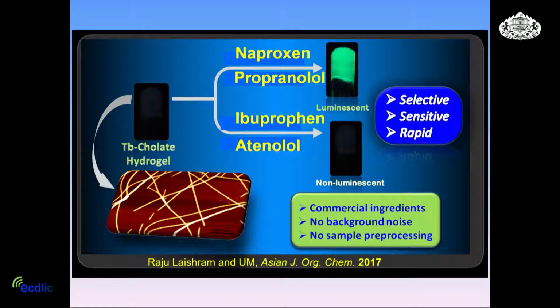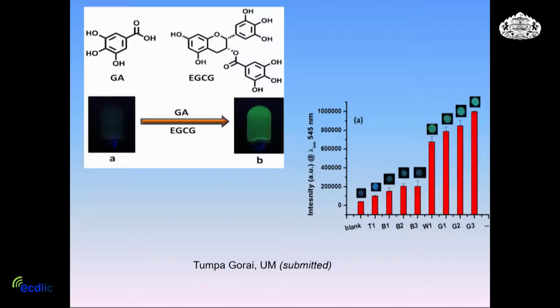Something that we have not published yet is, these days there is a lot of talk about antioxidants found in tea. And one of these antioxidants found in tea is basically a gallic acid derivative known as EGCG, epigallocatechin gallate. What we have found is that this EGCG can also sensitize the gel. This is the gel itself, and this is gel made with either gallic acid or this EGCG. And with this we have shown that indeed you can distinguish between green tea and black tea.